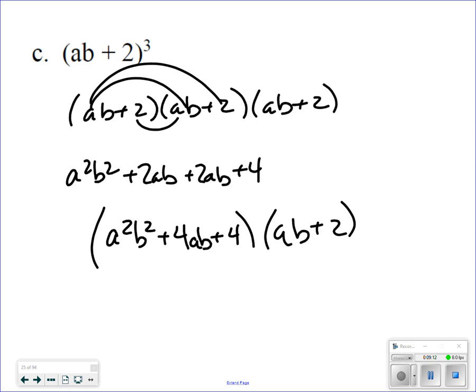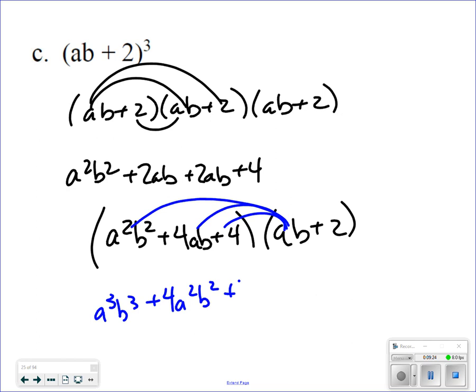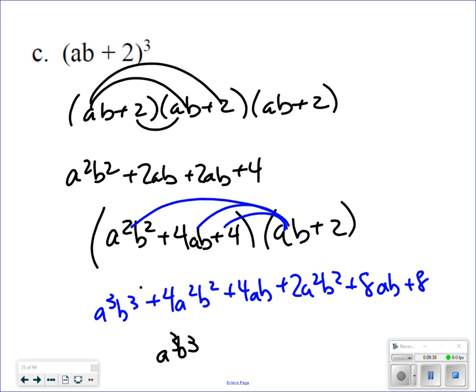Now, ab being distributed to each one of these. So you end up getting a cubed b cubed plus 4a squared b squared plus 4ab. And then 2 times each one, so 2a squared b squared plus 8ab plus 8. And then I'm going to add all the like terms together. So a cubed b cubed plus 6a squared b squared. Notice I'm not changing the letter. 12ab plus 8.